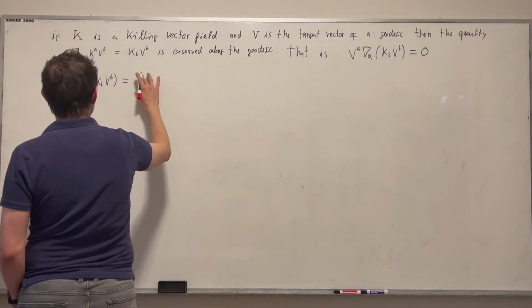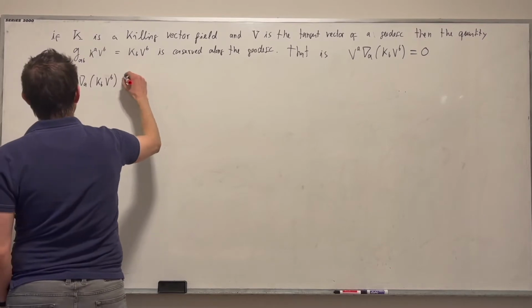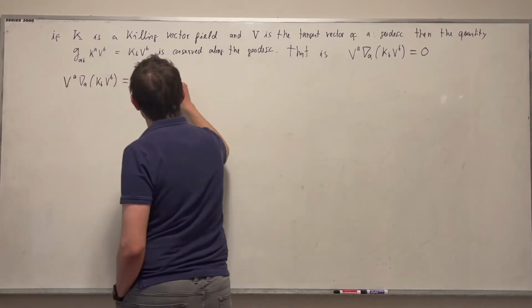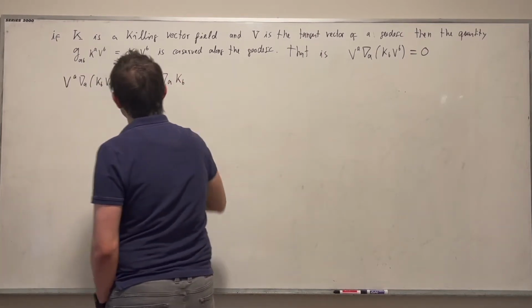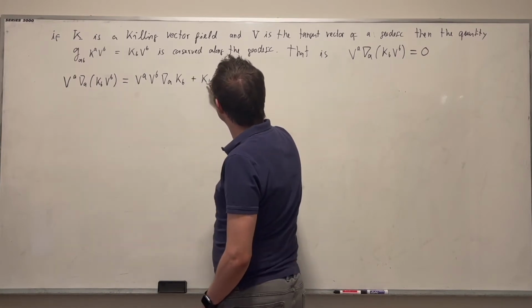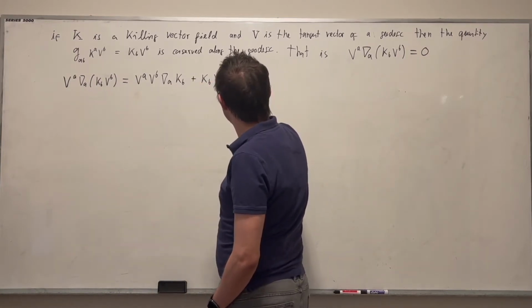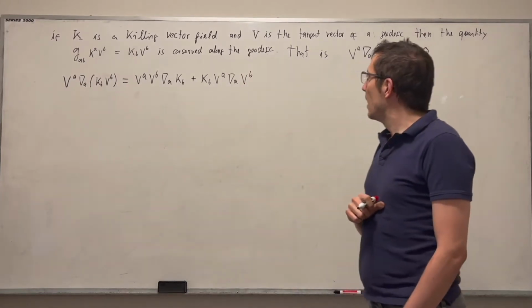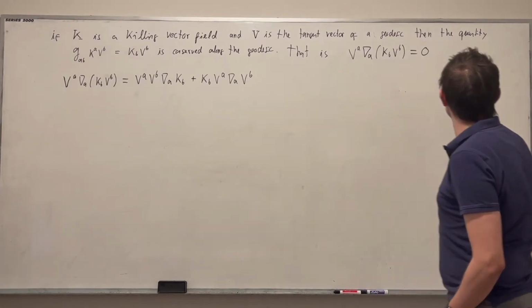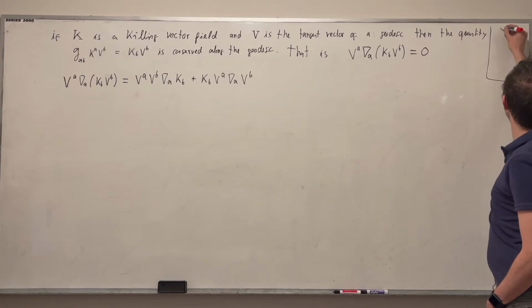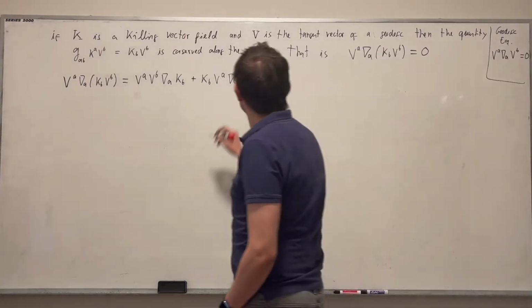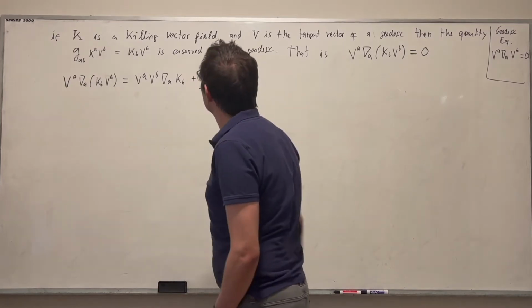Let's use the Leibniz rule. If we use it, we have the following. V^A, I'm going to take the V^B out as well, V^B nabla_A K_B. All right, that's the first term. Then K_B, and now V^A nabla_A V^B. But we know the curve is a geodesic. Remember that being a geodesic means that we satisfy the geodesic equation. What is the geodesic equation? It tells me that the directional derivative of the velocity in the direction of the velocity is 0. That's the geodesic equation. So this term is 0 because it's a geodesic.